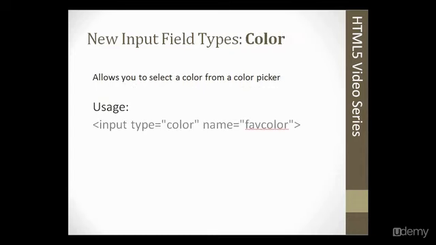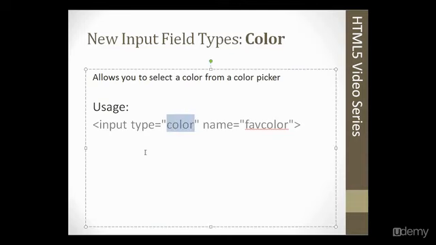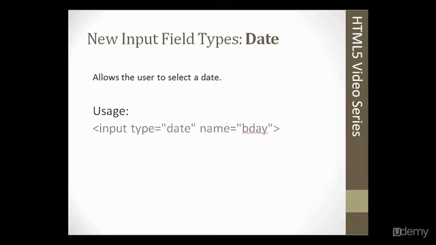Alright, the next one we have is color. And that's another one that if you wanted to use before, you'd have to use some pretty heavy JavaScript. And this is as simple as using the word color in the type attribute of the input field. And you'll get a little box where you can choose the color. And we have a date field. Again, no JavaScript needed. We'd have a pop-up calendar to select the date.